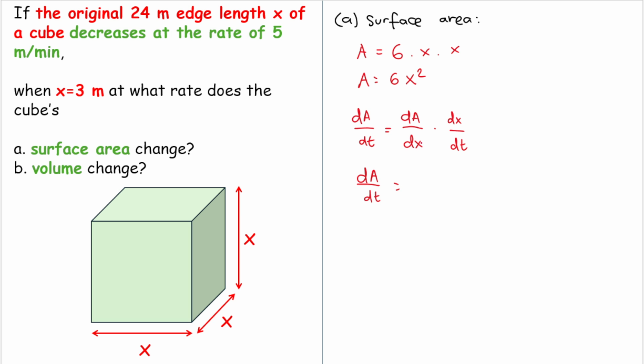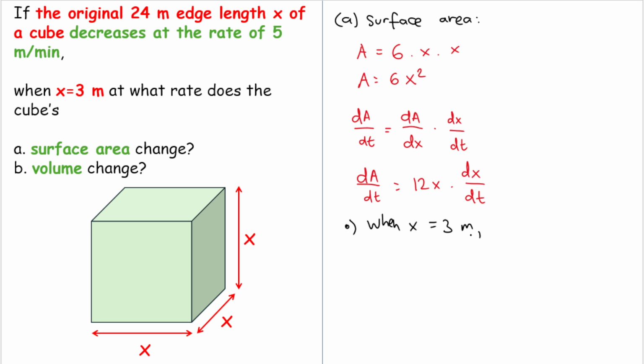And dA over dx is just the derivative of this with respect to x. So we can just use the power rule to get 12x here, 12x, and then we will have dx over dt. And we have the final formula for the rate of surface area change: dA/dt is equal to 12x dx/dt. And then we need to find out when x is equal to 3 meter.